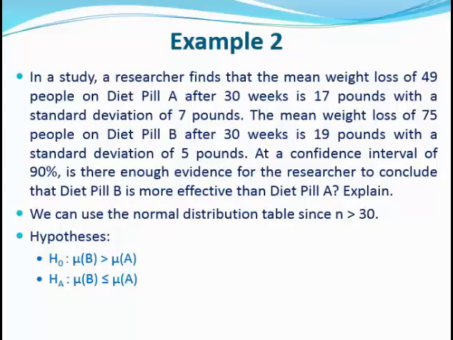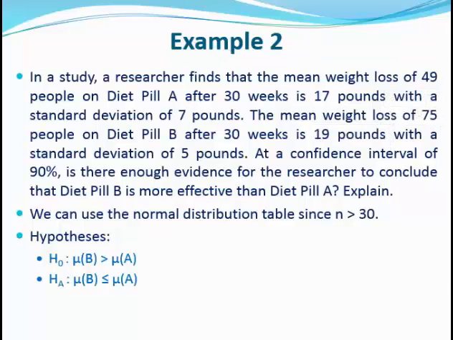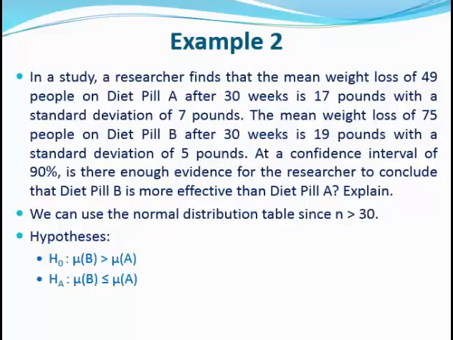Well, if you look right away, it seems that B is more effective than A. B lost the people 19 pounds, after the same number of weeks, whereas A lost the people 17 pounds, which is less. So at first, it looks like B is a better pill, assuming, of course, that the experiment was done in a scientific manner.